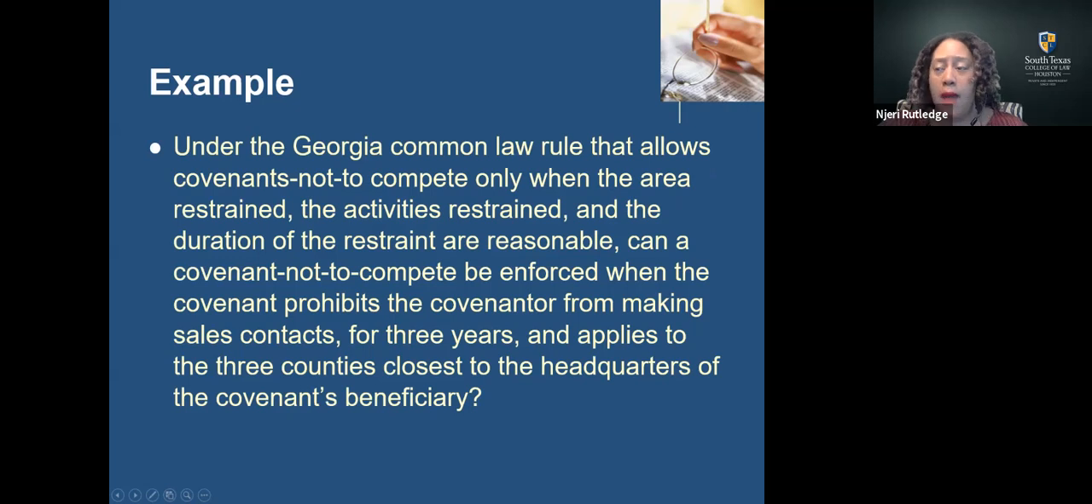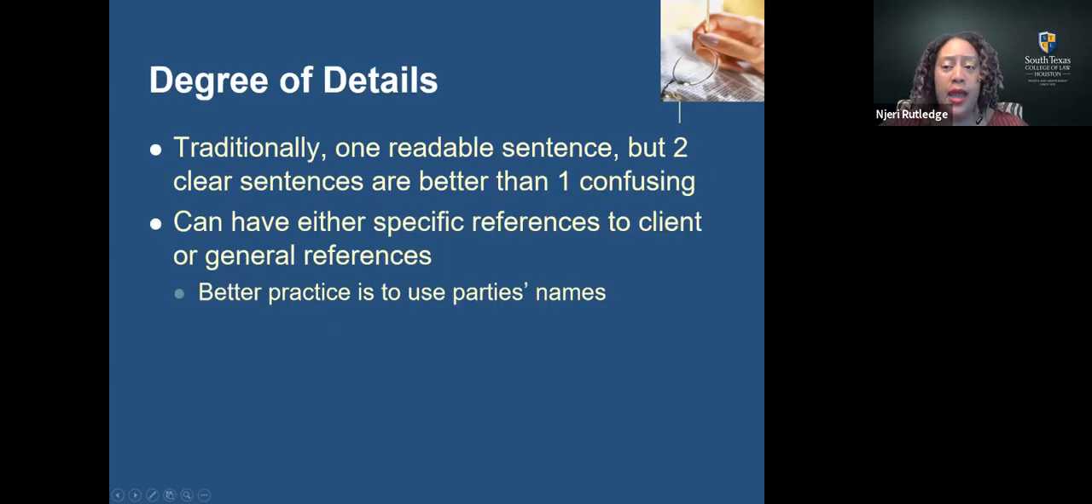Under the Georgia common law rule that allows covenants not to compete only when the area restrained, the activity restrained, and the duration of the restraint are reasonable, can a covenant not to compete be enforced when the covenant prohibits the covenantor from making sales contacts for 3 years and applies to the 3 counties closest to the headquarters of the covenant's beneficiary? And then look at the degree of details.